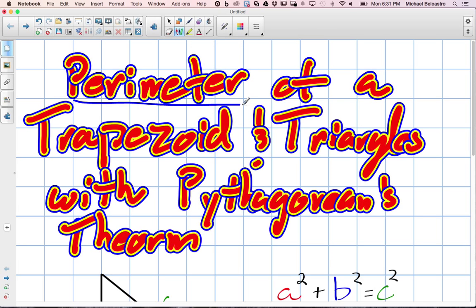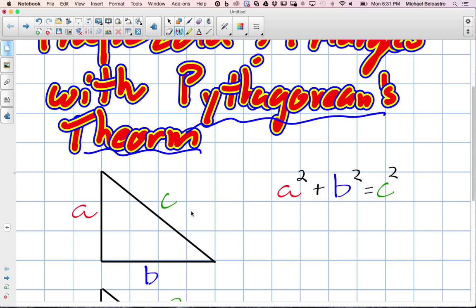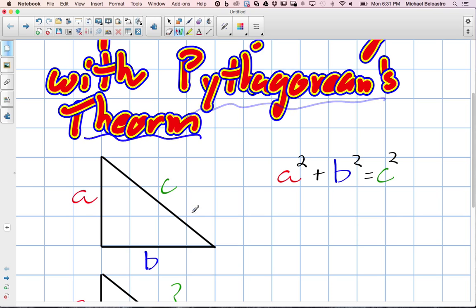Going to look at the perimeter of trapezoids and triangles. And instead of measuring, we're going to use something called Pythagorean Theorem, which is a formula. We probably haven't learned many formulas up to this point. This is fine. It's kind of like area. There's a formula for area. This is similar to it.